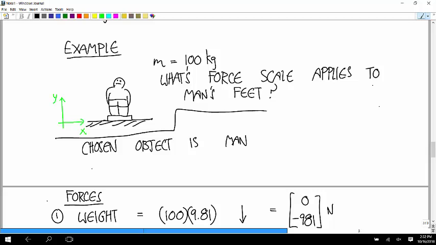Another one is if you jump on the bathroom scale, and as you're jumping up and landing, you're accelerating. Your acceleration isn't 0, and that changes the answer.